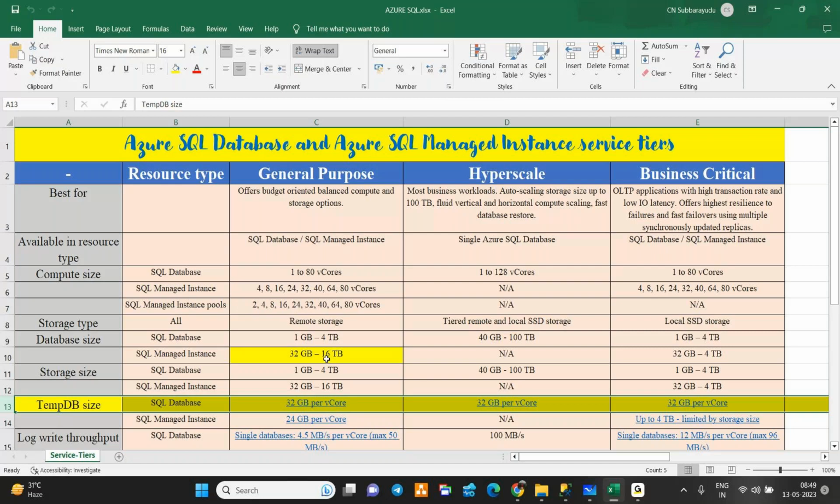So you have only two options. Whenever your database is greater than 4 terabytes, either you can go for Hyperscale or you can go for Azure MI General Purpose, because there you can maintain your database greater than 4 terabytes.